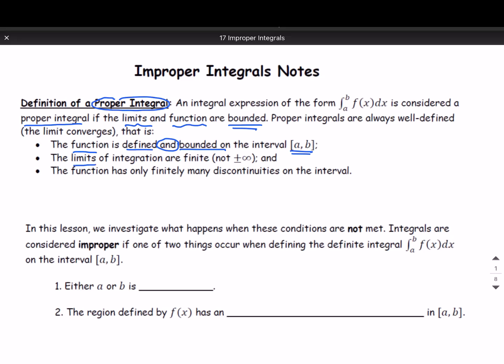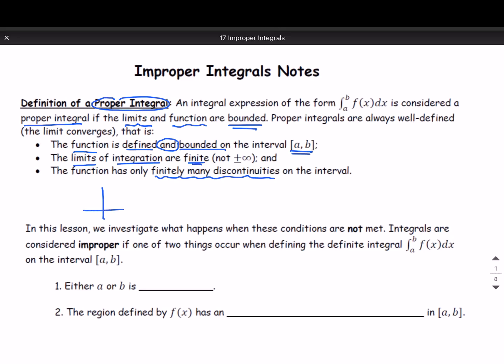The limits of integration are finite. That means they are numbers, okay? It's the integral from a number to a number of f of x dx. And the function has only finitely many discontinuities on the interval.